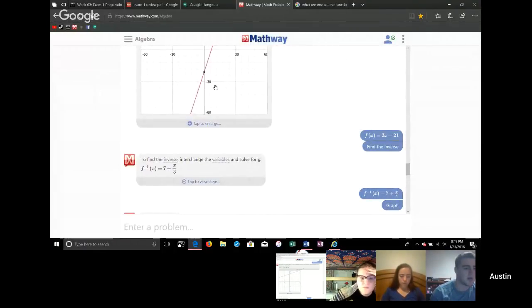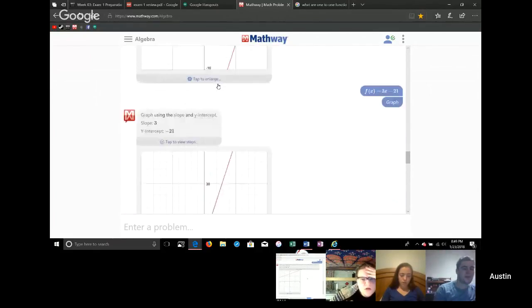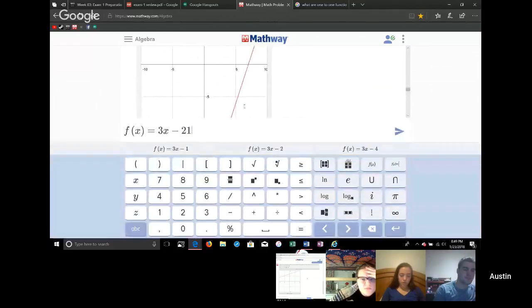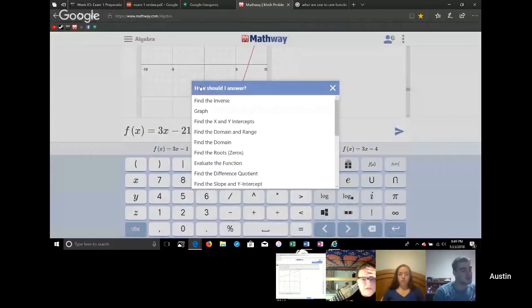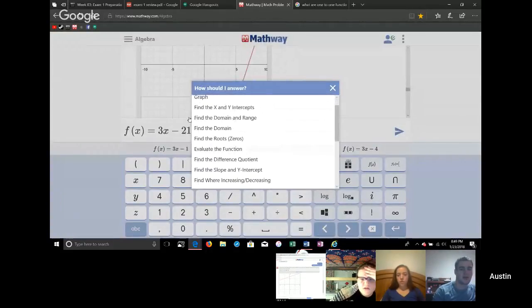Determine whether each function is invertible. If the function is invertible, then find the inverse function. What function was that you put in? 7 plus x over 3. But that's not the inverse function you're graphing. I can show you how I got to that. Yeah, because that and this are the same thing.